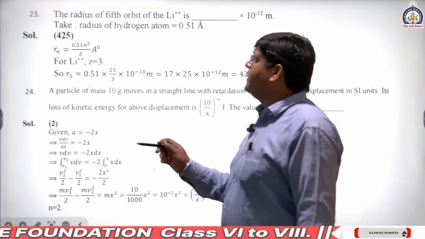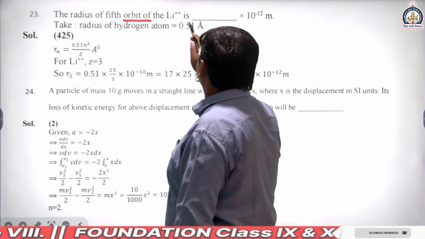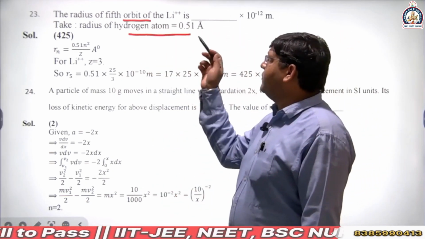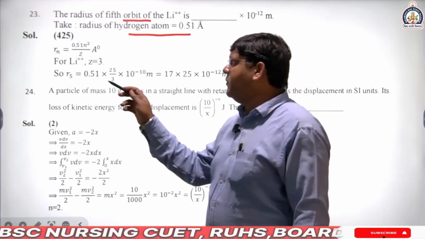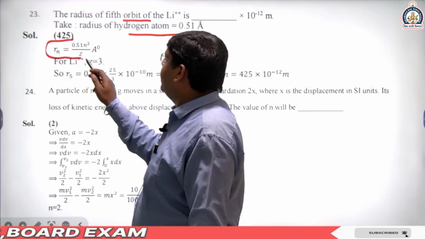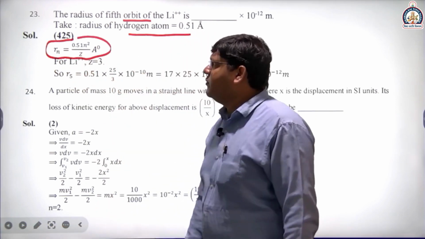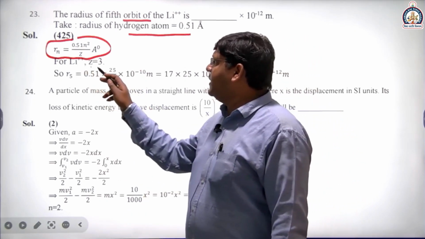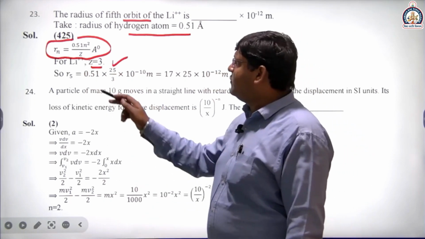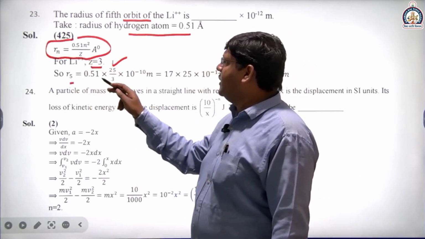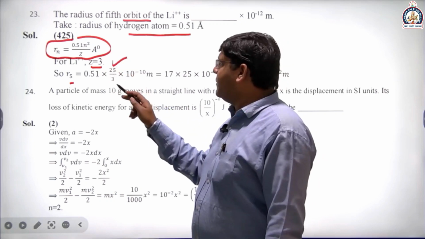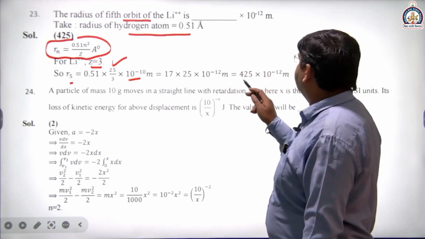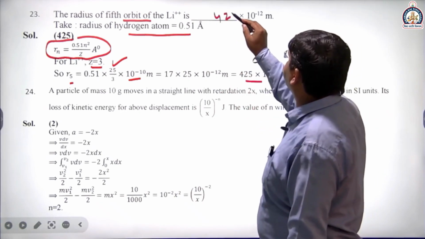Moving to the next part. The radius of the fifth orbit of Li++ is given. Taking the radius of the hydrogen atom as given, we have to calculate the radius of the fifth orbit for Li++. The formula for radius is Rn is equal to 0.51 n square upon Z angstrom, where n is the orbit number. For Li++ we can write Z is equal to 3, and for the fifth orbit we put n equal to 5. R5 is equal to 0.51 times the square of 5, which is 25, upon 3 angstrom, 10 to the power minus 10. On solving we get the answer 425 into 10 to the power minus 12.